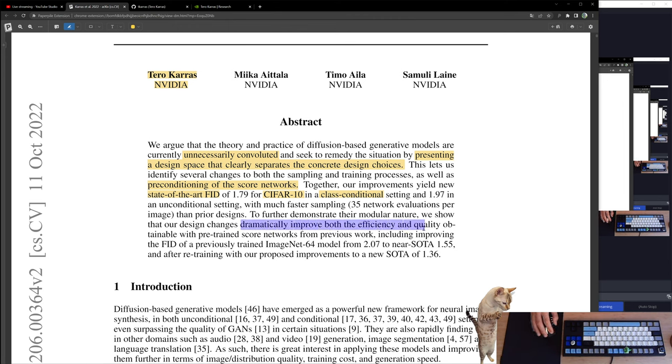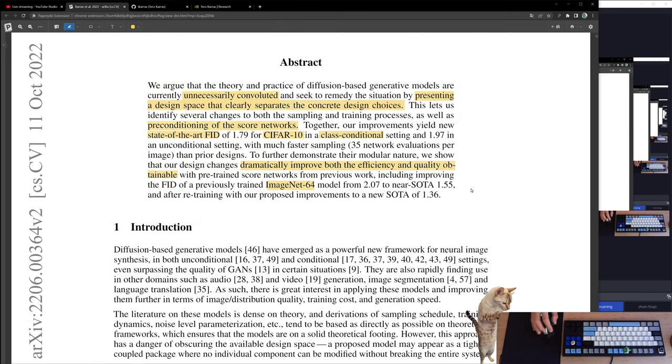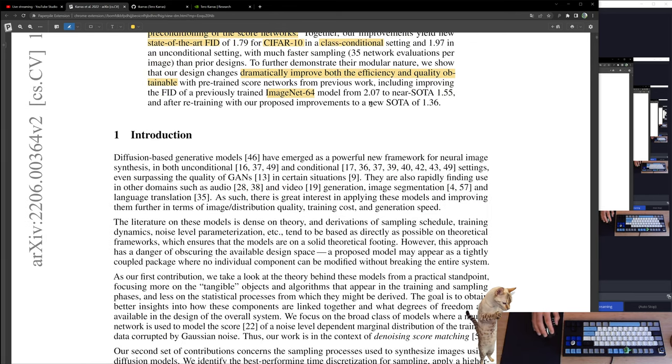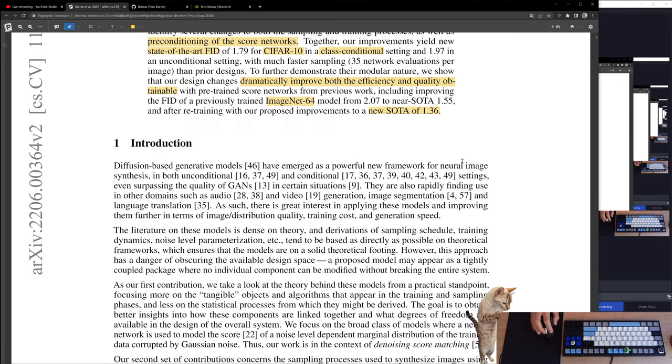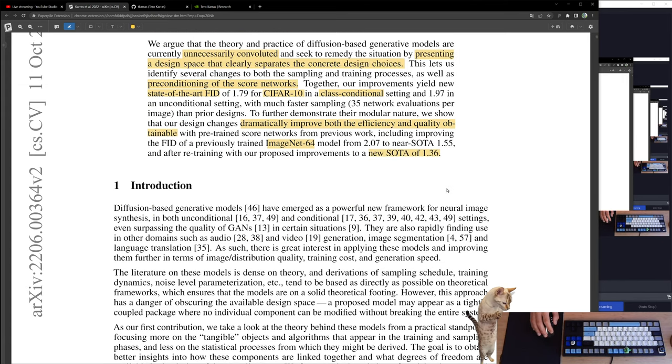Dramatically improve the efficiency and quality obtainable. And then also, they improve the FID on ImageNet 64. New state-of-the-art 1.36. Okay.